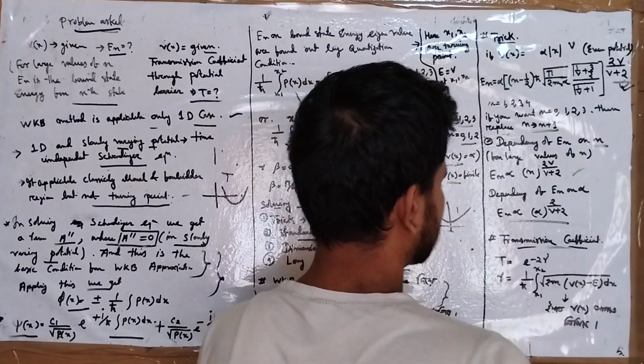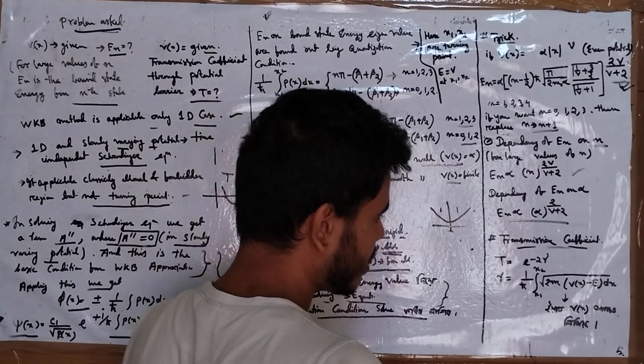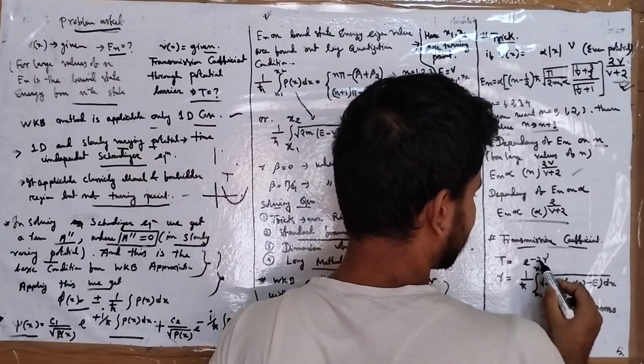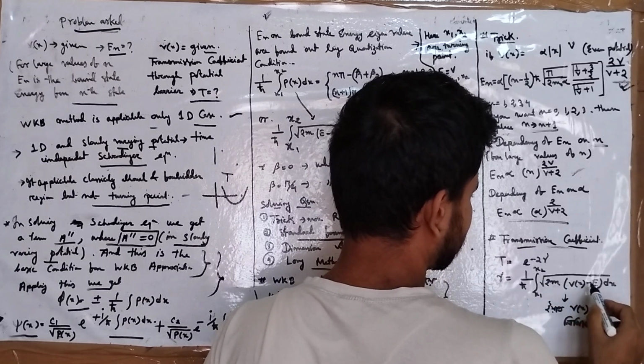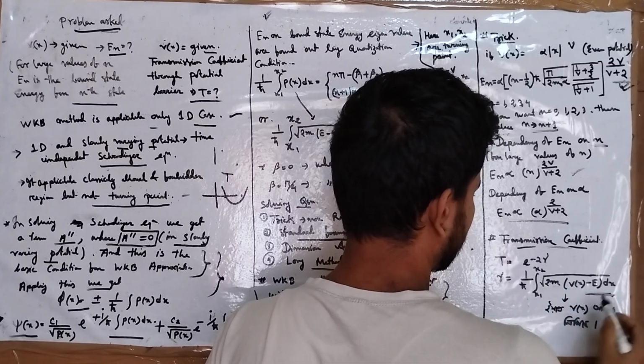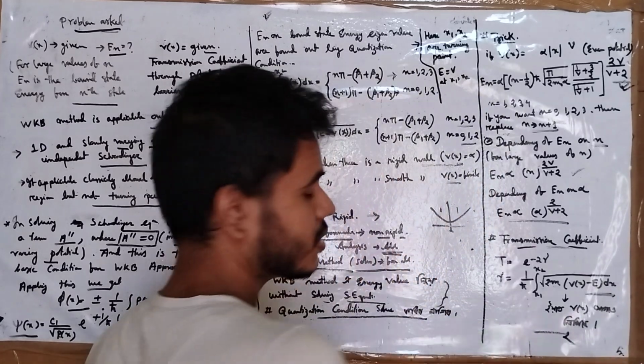Next, the transmission coefficient. You have to calculate this transmission coefficient also, and some question may arise from this. So T equals e to the power minus 2 gamma, where gamma equals 1 by h cross times the integral from x1 to x2 of root of 2m (Vx minus E) dx. This is the actual formula for the transmission coefficient. So you have to understand all this.